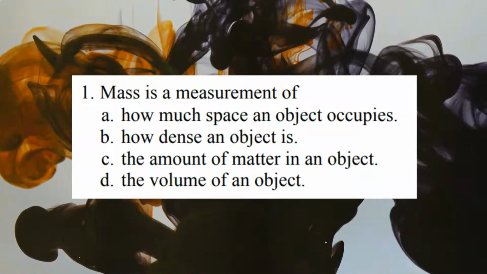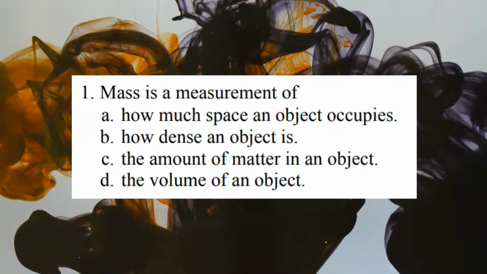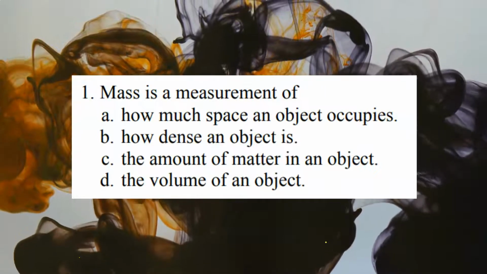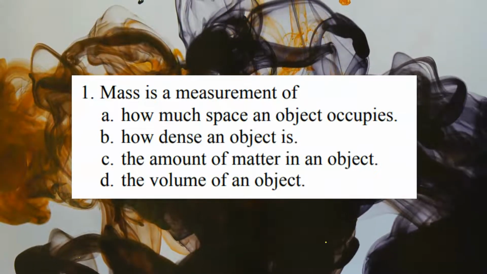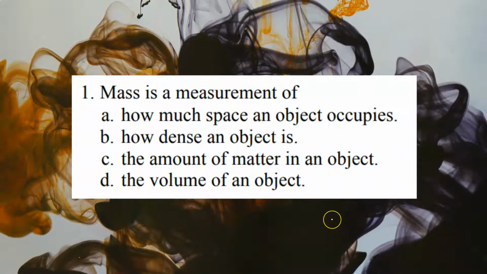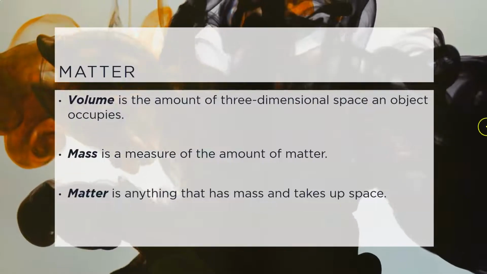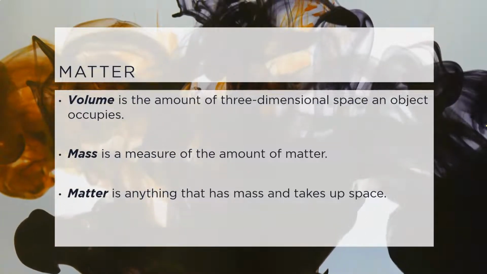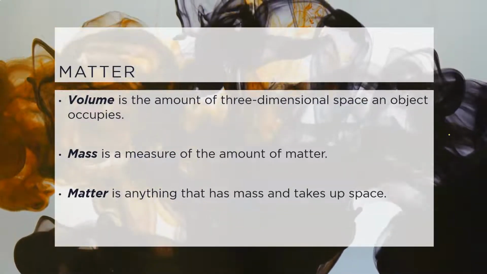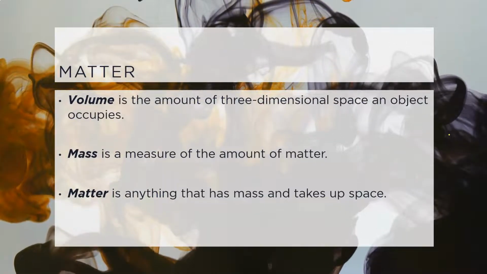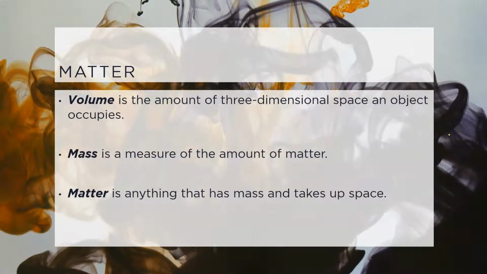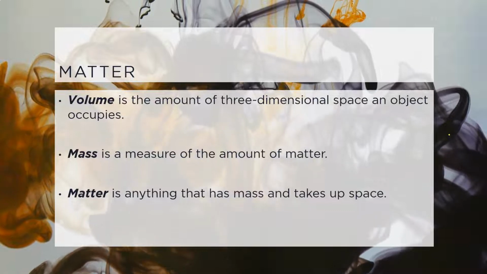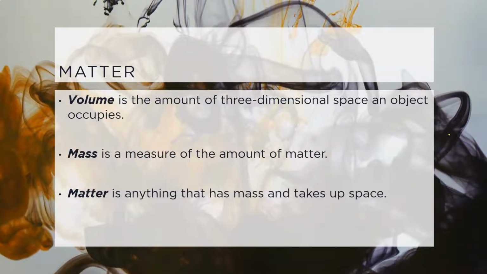So first of all, let's think about what mass is. Which of these seems to represent what mass is? So let's clarify that. Hopefully on the previous question, you chose the letter C, that mass is how much stuff something has, how much matter is in that object.